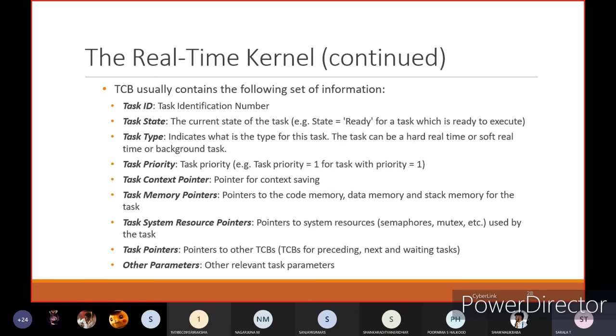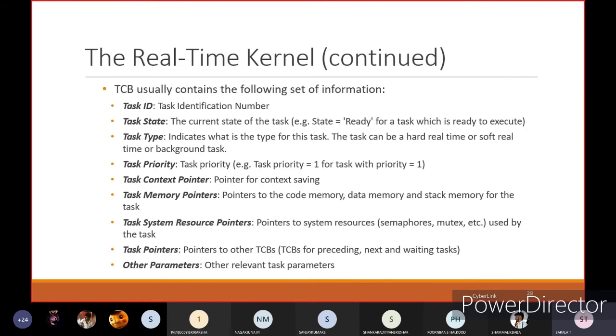First is the task ID, the task identification number. Say 10 tasks are there. I represent each and every task with an identification number 1, 2, 3, up to 10. If I am taking the first task, then the task identification number will be 1. Next is task state, the current state of the task. For example, if the state of the task is ready, then the task is ready for execution.